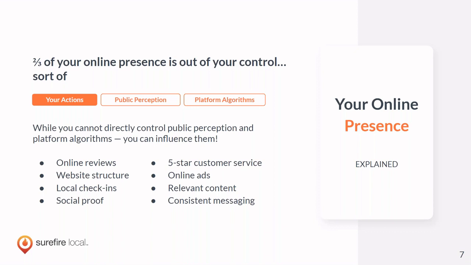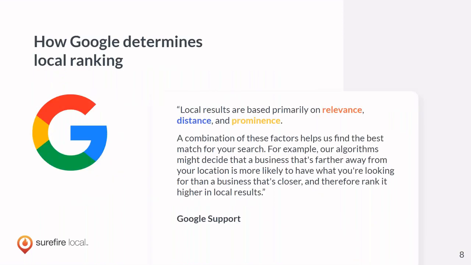So moving on from those things you can control in your online presence, let us look a little bit more into how the quote unquote all-seeing eye of Google determines your local rankings. This is taken directly from Google. Local results are based primarily on three things: relevance, distance, and prominence. A combination of these factors helps us find the best match for your search.